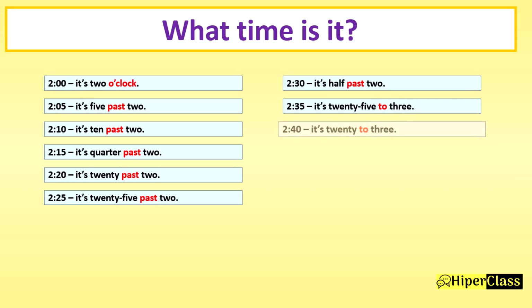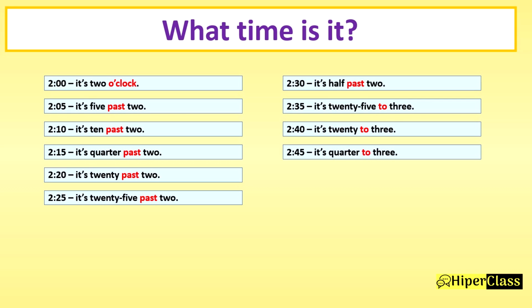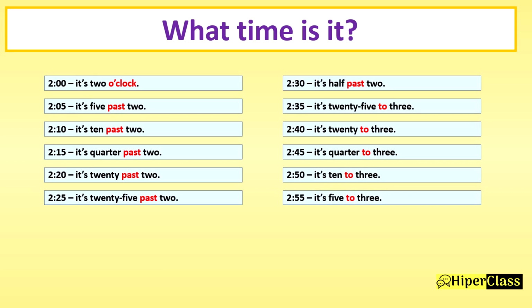It's 20 to 3. Son 20 para las 3. It's a quarter to 3. Es un cuarto para las 3. It's 10 to 3. Son 10 para las 3. It's 5 to 3. Son 5 para las 3.